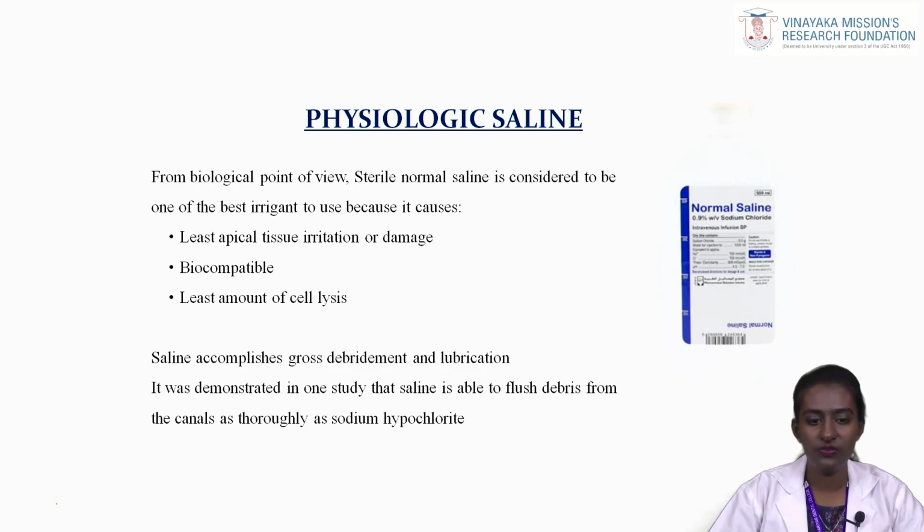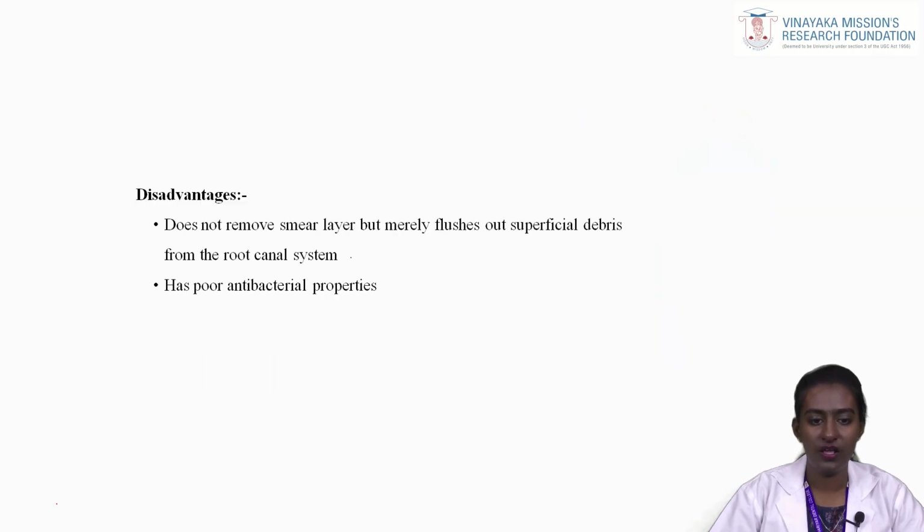From the biological point of view, it was found to cause the least apical tissue irritation or damage, is biocompatible and causes the least amount of cell lysis, but it provides only gross debridement and lubrication. It was only able to flush out the debris, though not as thoroughly as sodium hypochlorite, and it did not remove the smear layer. It merely flushed out the superficial debris and had poor antibacterial properties.